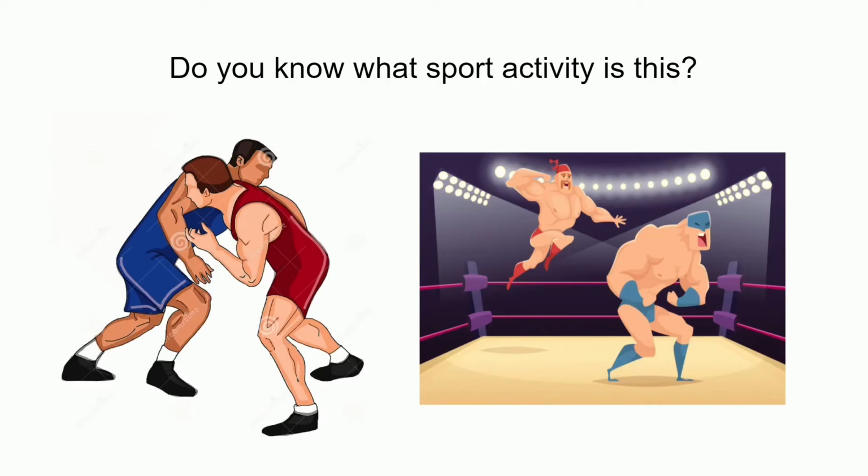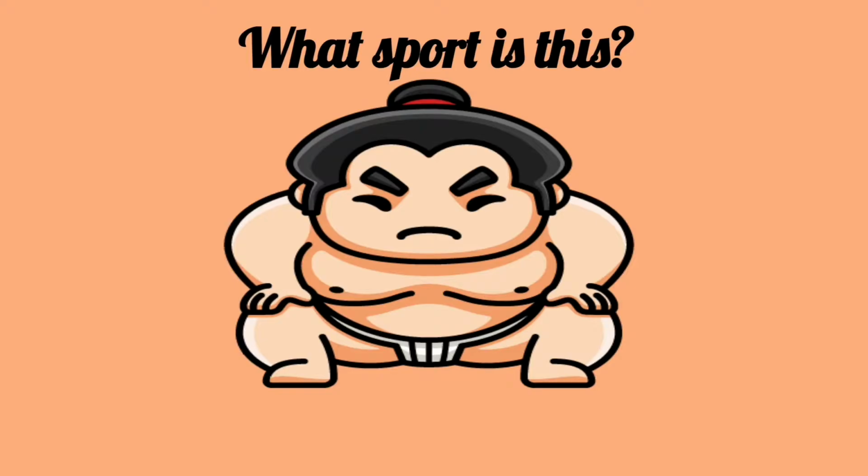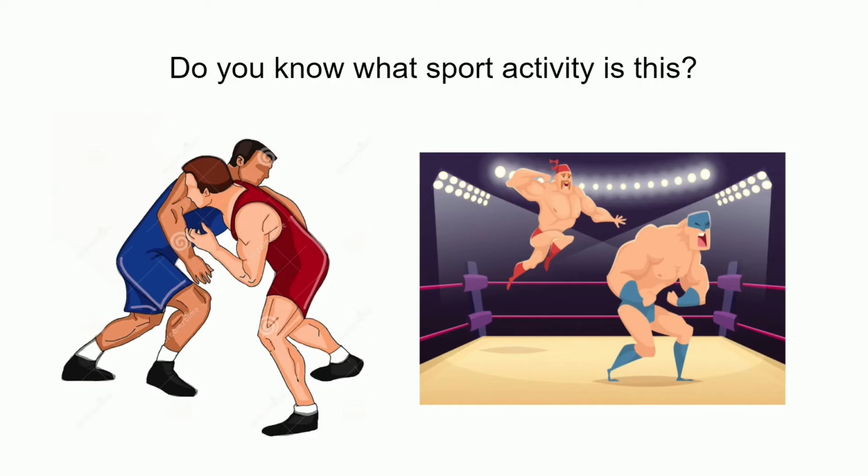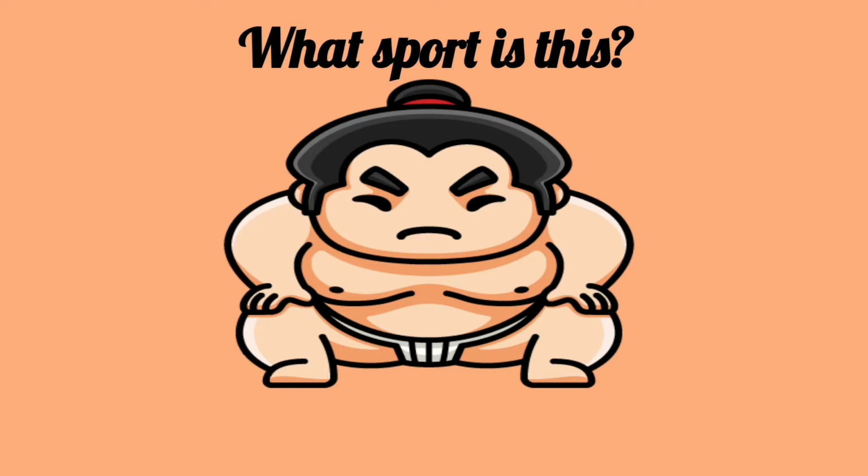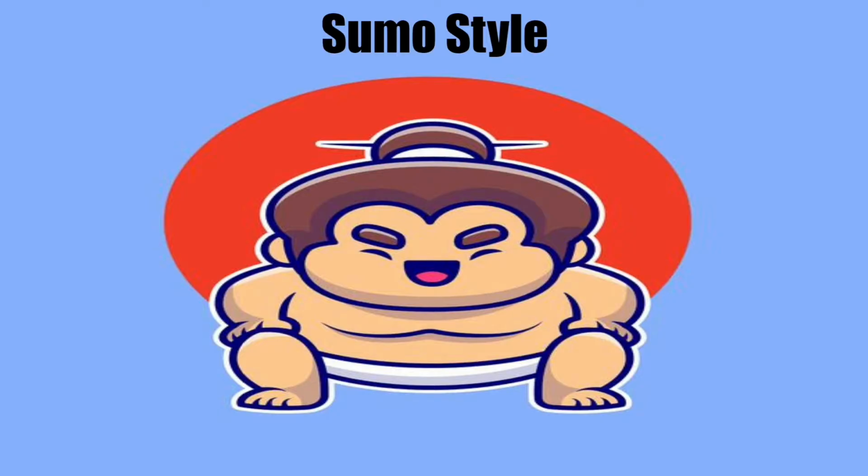You are looking at both activities over here, the two pictures. What are the similarities? They are both wrestlers. They are doing the wrestling activity. The difference is that this is the normal wrestling activity and this is the sumo style activity. It is called sumo style wrestling. It is a sport activity in Japan. Let us know more about this sumo style activity.